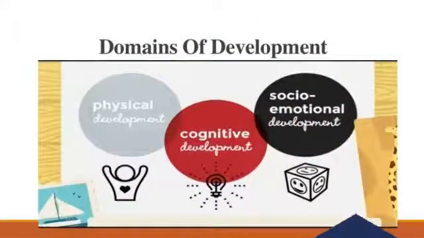Now, domains of development: physical development, cognitive development, and socio-emotional development. All these 3 domains are important as development is a unitary concept. I mean, development does not occur in a vacuum, right? Changes in one domain definitely impact all other domains. So these three domains, physical, cognitive, and socio-emotional, are interrelated and they impact and influence each other.